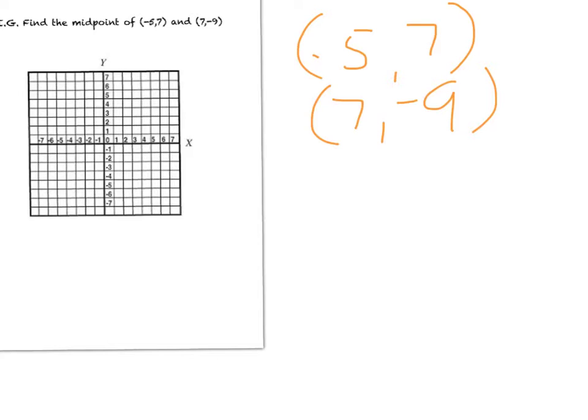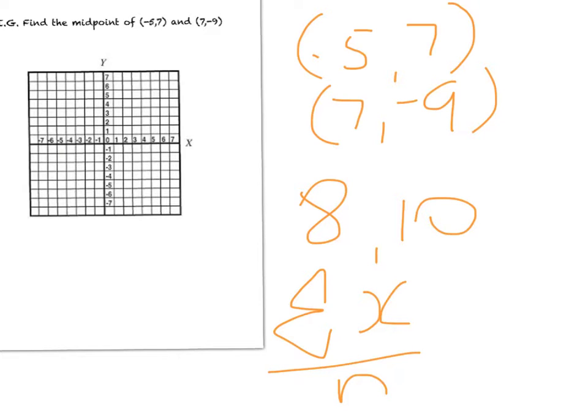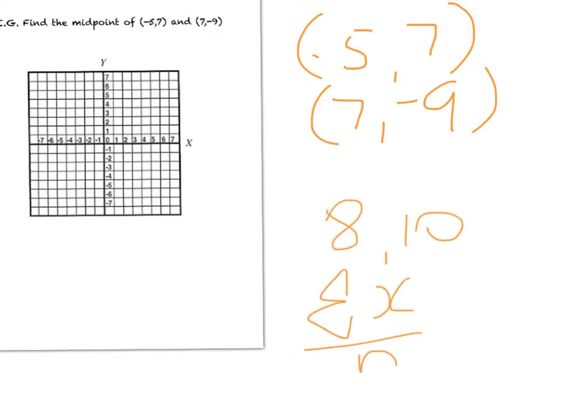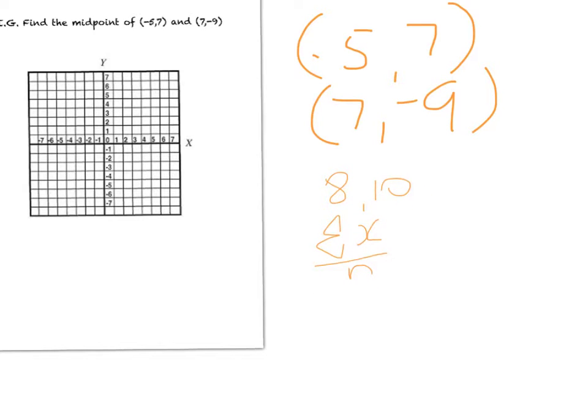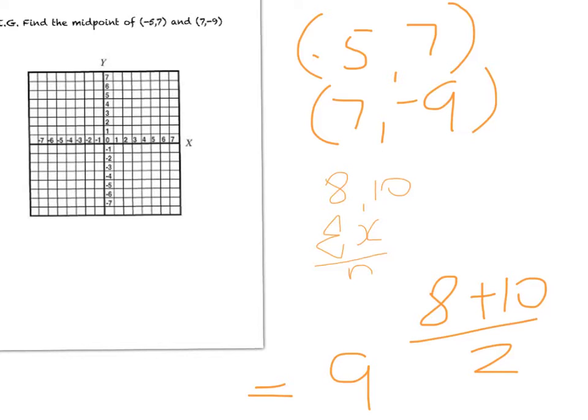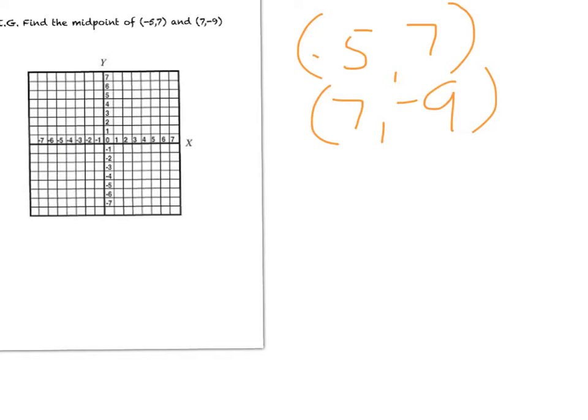Think about the average of any 2 points. For example, if I had 8 and 10, the average is just adding those 2 numbers together, the sum of x, divided by the number of numbers, n. In this case, 8 plus 10 divided by 2 gives me 9. You can see that because you know it's the middle point between 8 and 10. Using the same logic here, we can quickly work out a formula for our midpoint.